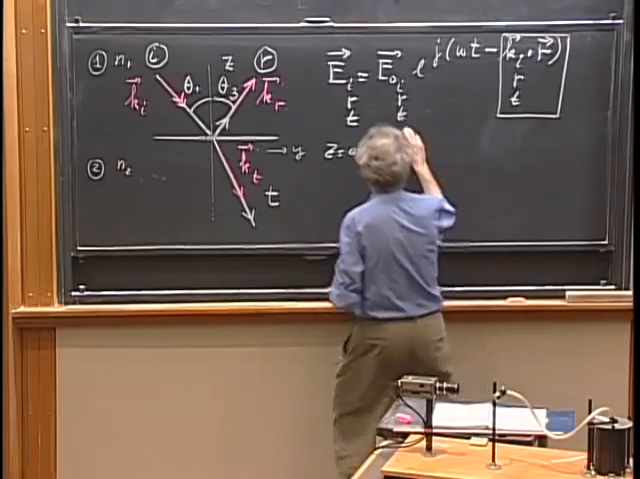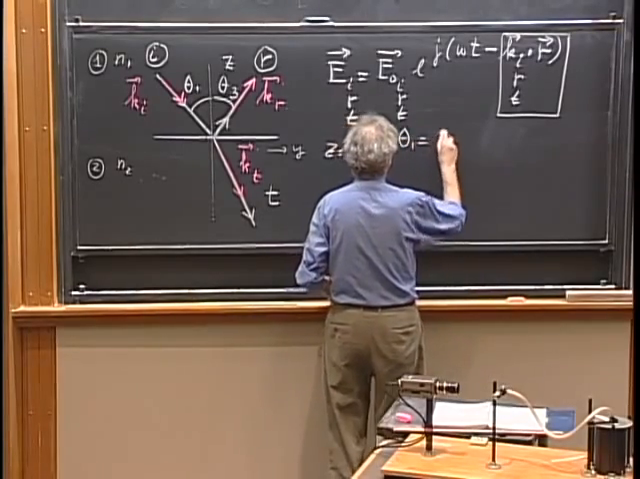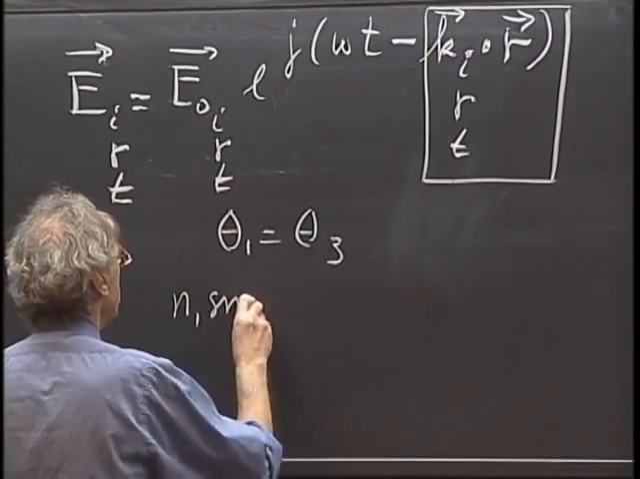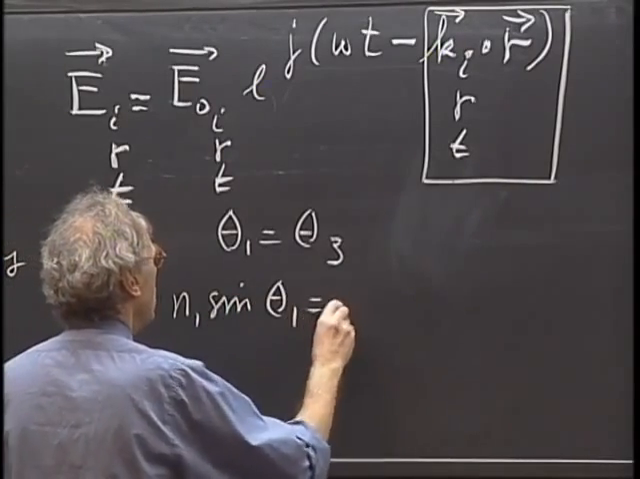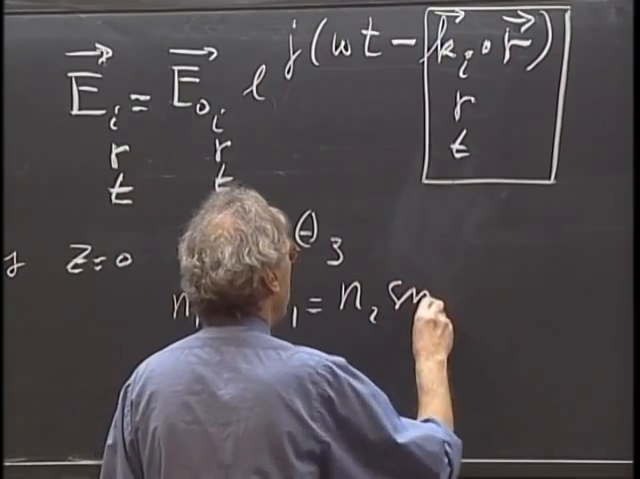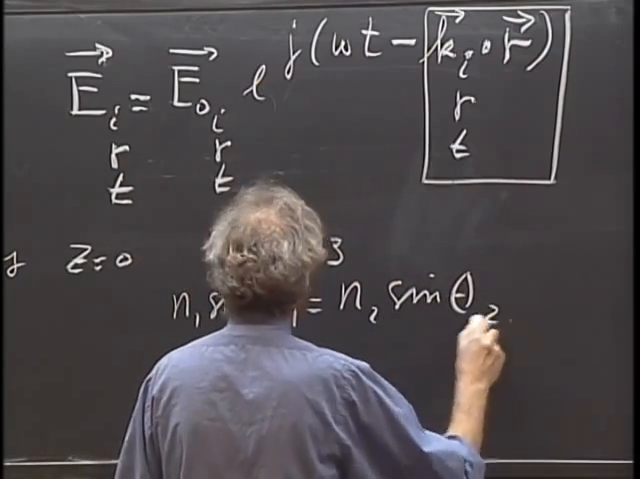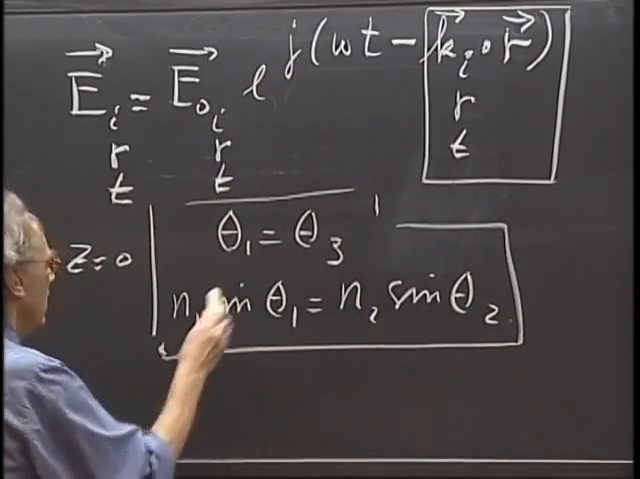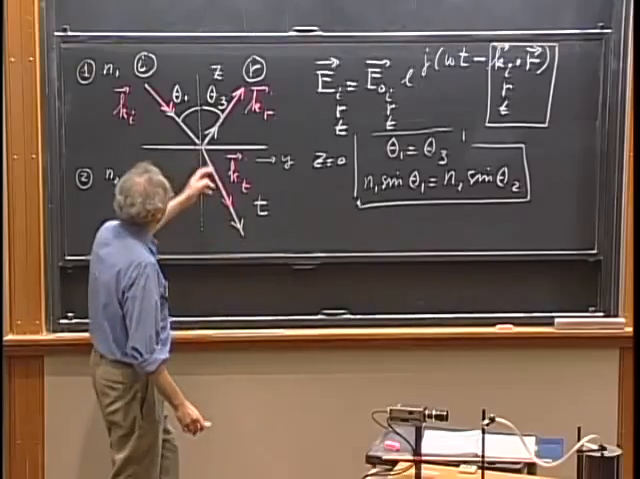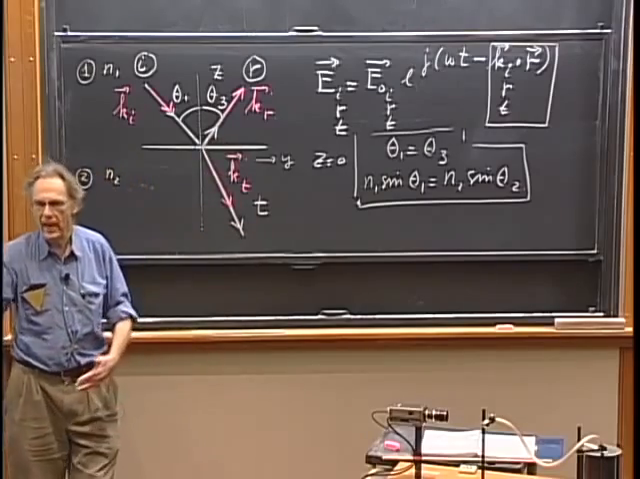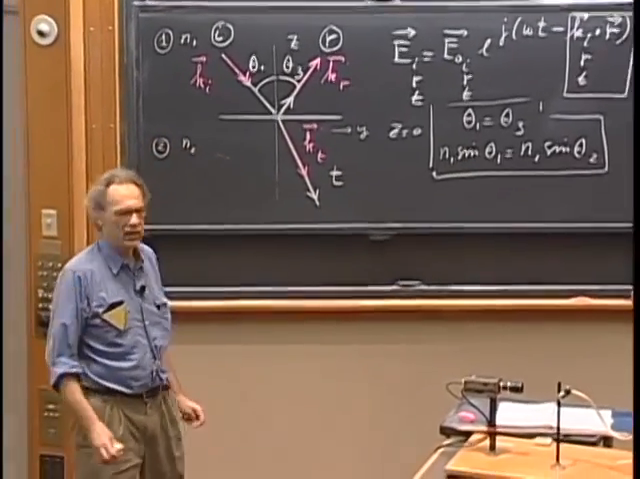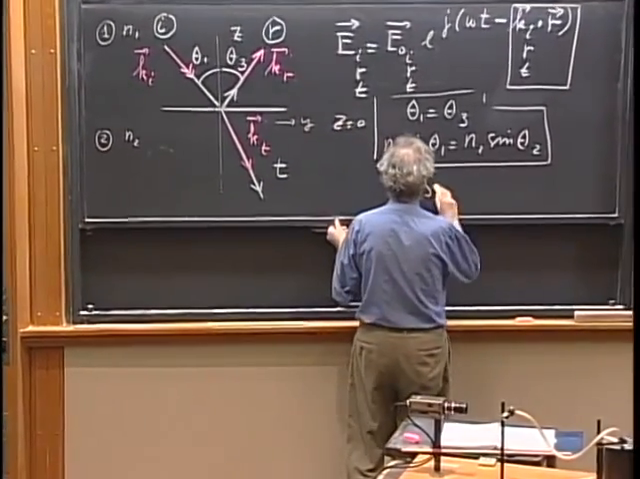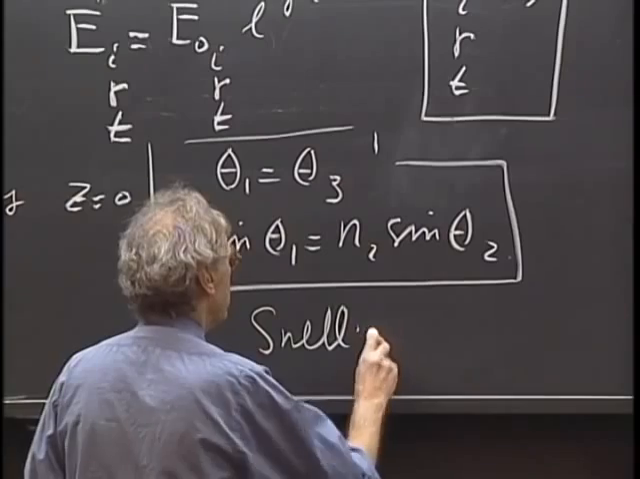You will find then that theta 1 is theta 3. And that n1 times the sine of theta 1 becomes n2 times the sine of theta 2. We call theta 1 the angle of incidence. We call theta 3 the angle of reflection. So the angle of incidence is always the angle of reflection. This law, you may remember from your high school days, if you had any physics, is Snell's law.